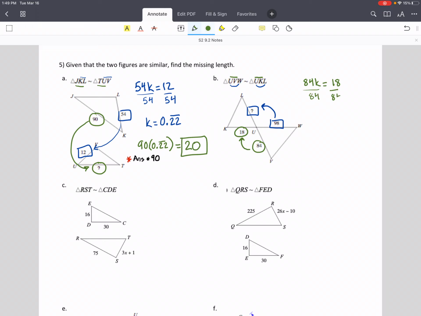I can divide both by 84, and I get 0.214, blah, blah, blah. And once again, now we don't want to round in the calculator. And so I'm just immediately going to go times 98. So take that and now times 98. And it should get me 21.